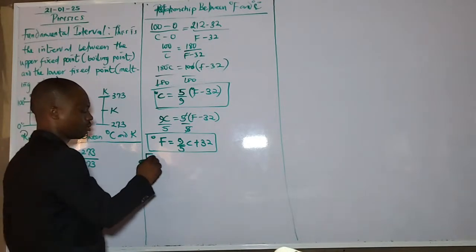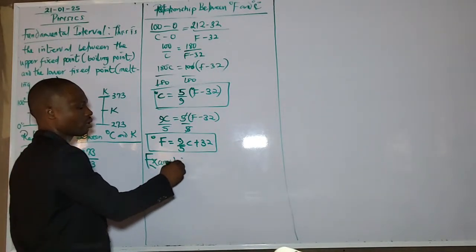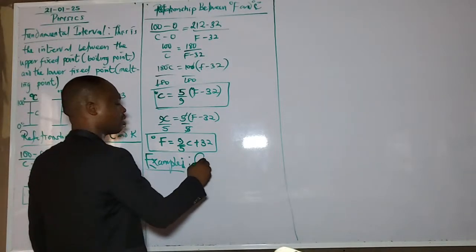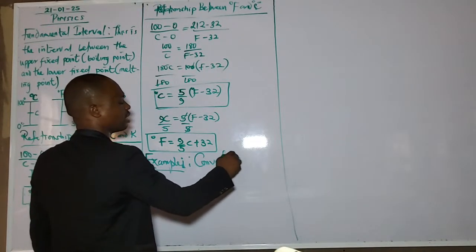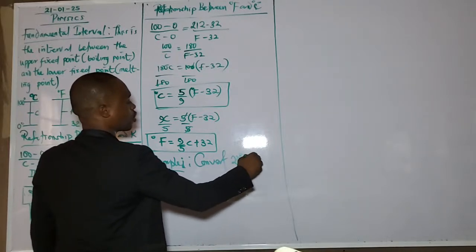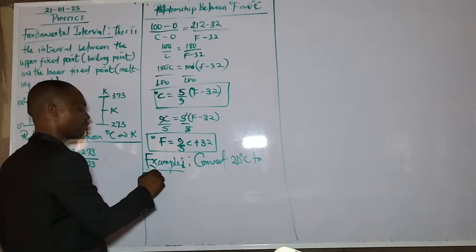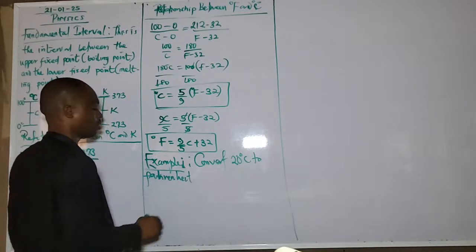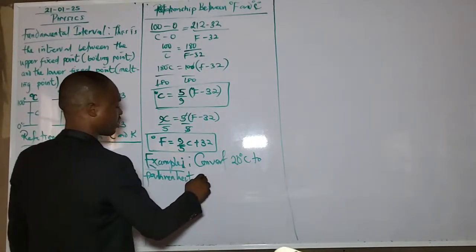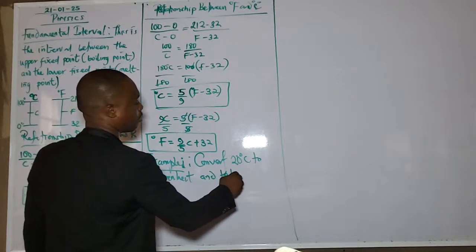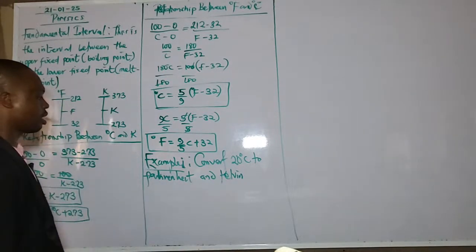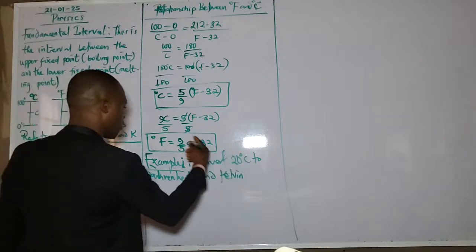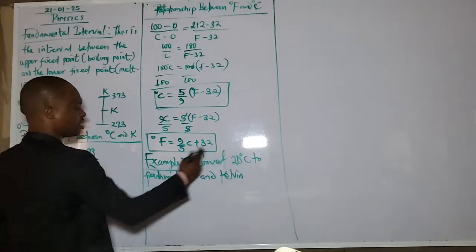For example, example 1. Convert 20 degrees Celsius to Fahrenheit and Kelvin. In this case, we are looking for the Fahrenheit and the Kelvin scale equivalent. So we have been given 20 degrees Celsius.